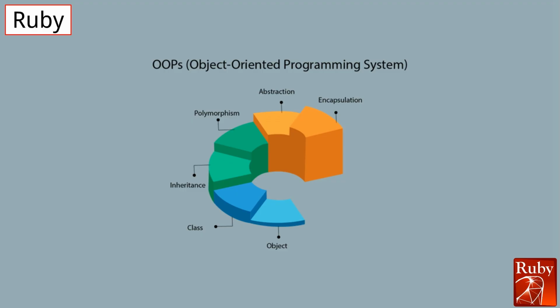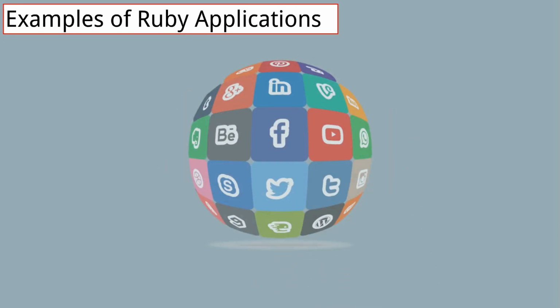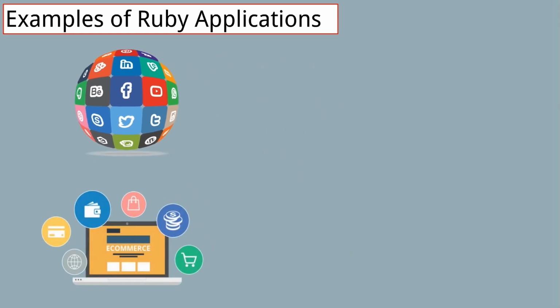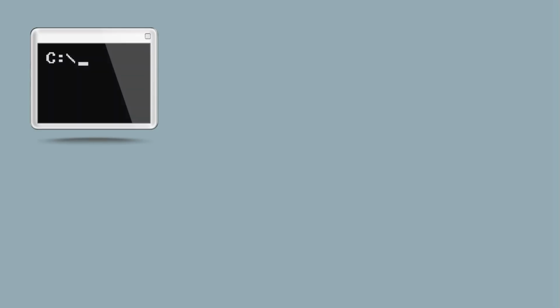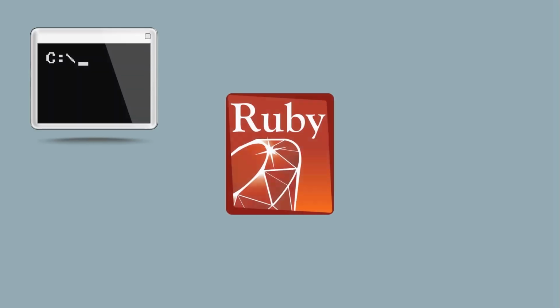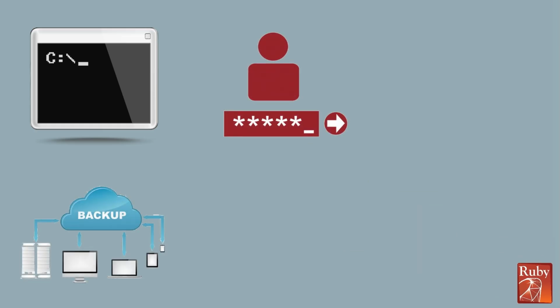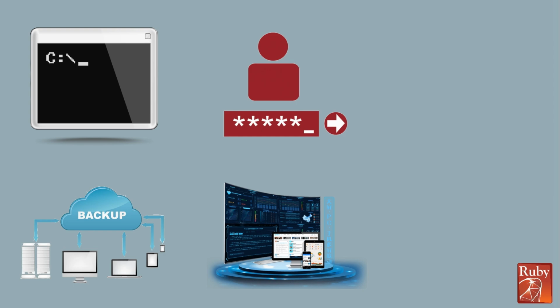Then moving on to Ruby. All right, Ruby is a dynamic object-oriented programming language known for its simplicity and readability. Examples of Ruby applications are web applications, mainly used for social networking websites, online marketplaces, and blogging platforms. Then we build command line tools using Ruby, and those tools are like backup utility, password generator, network monitoring tools.